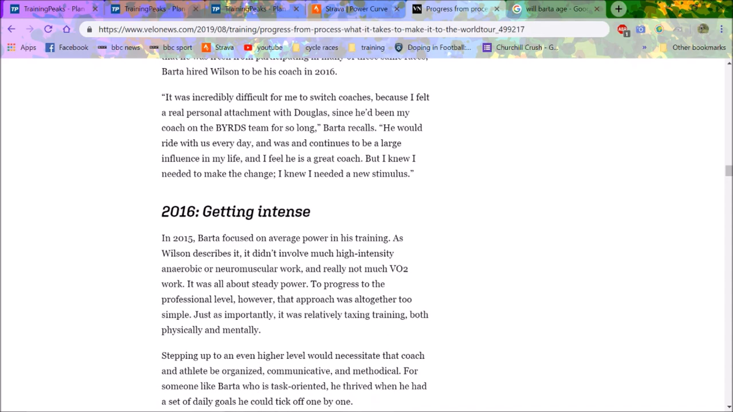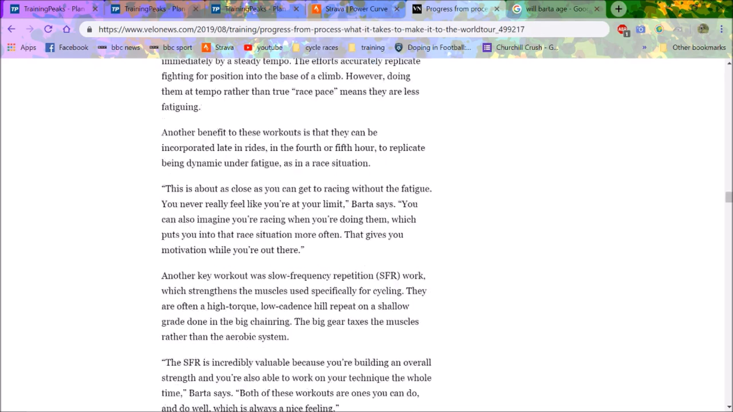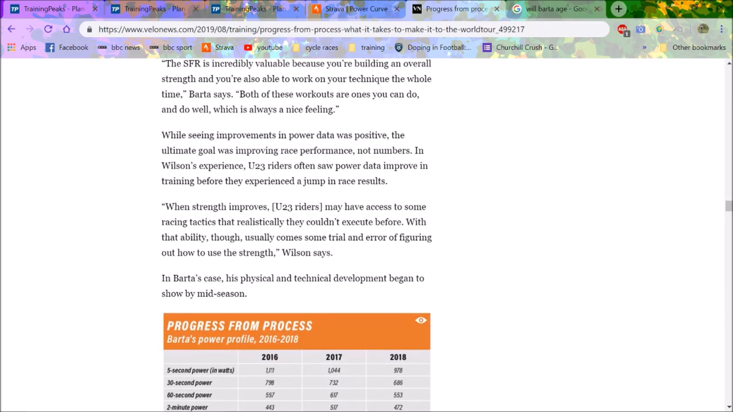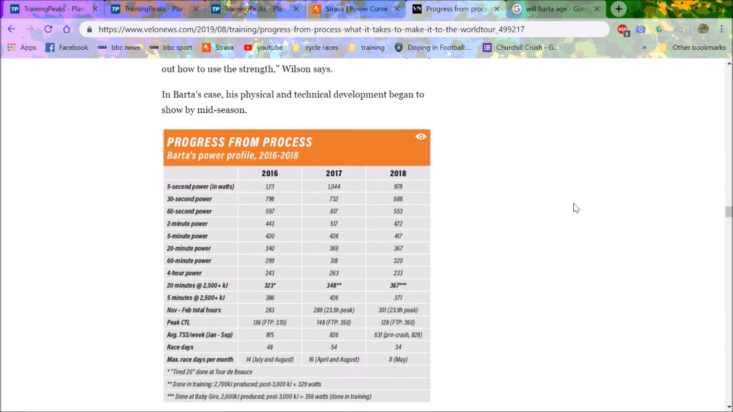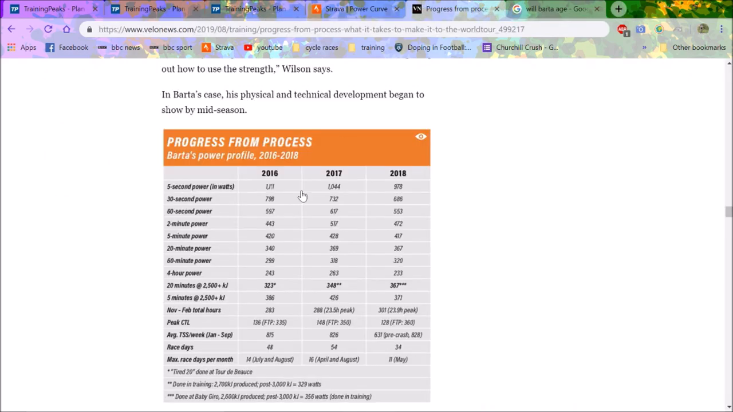So we'll keep scrolling down. And how his training is doing, a bit of polarized training and all the good stuff, which you can read in the article. It's unbelievable. But we'll just look. So Will Barta is 2 years ahead of me, I believe. Pretty sure. Will Barta's age here, he was born in 96, right? I'm born in 98, so 2 years ahead of me. So I'm turning 21 this year, which is pretty old.